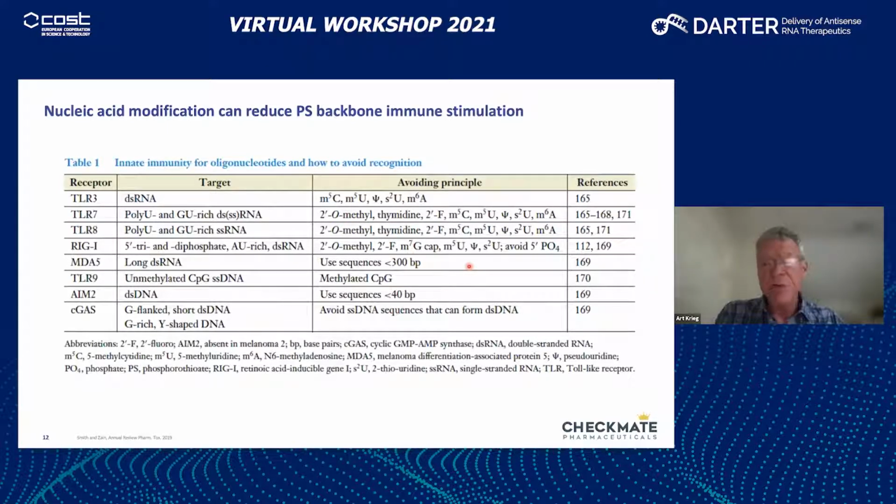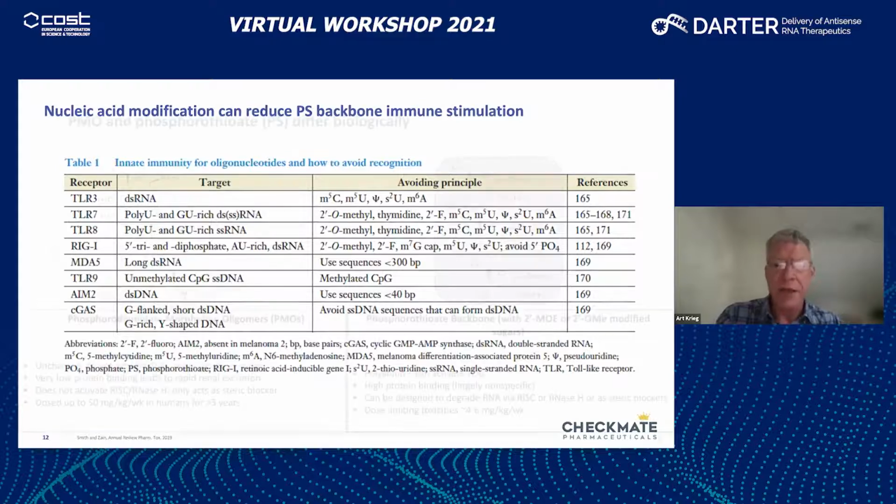Now, I say reduce because I'm not sure that they can actually be fully eliminated. And so, as Patrick mentioned, that's one of the reasons why it's so important to bring your dose down using high potency ASO or siRNA designs that don't require as much.